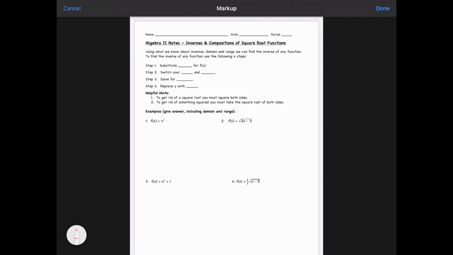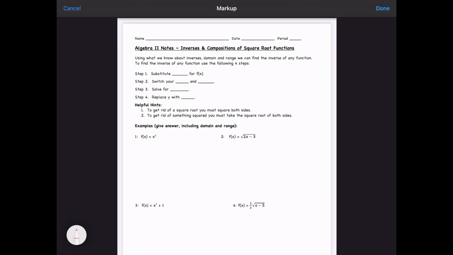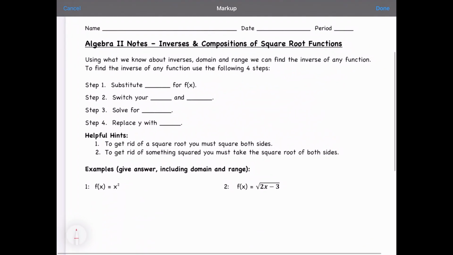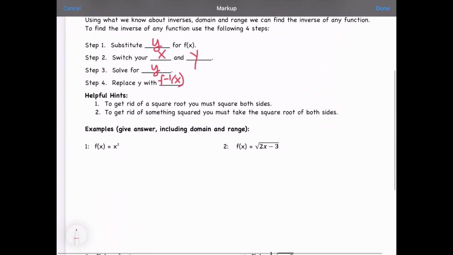All right, welcome to our lesson on inverses and compositions of square roots. So we've done inverses and composition of functions before, so a lot of these will be the same steps as we've used. We always want to substitute y for f of x. Then we want to switch x and y, and then we solve for y. And finally, we replace y with f inverse of x. So hopefully that kind of jogs your memory a little bit.